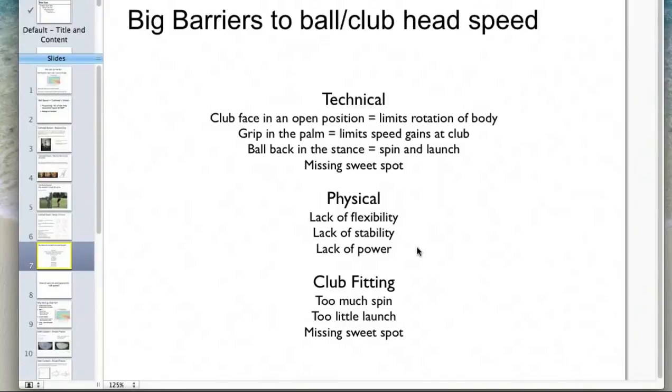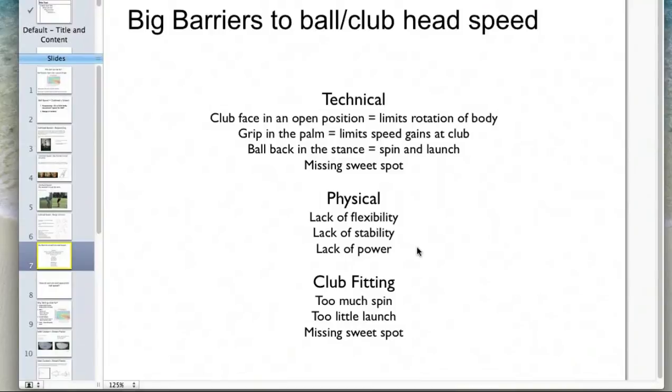So from a physical standpoint, there's lots of good stuff that we can do with the body. From a club fitting, we're going to take your club head speed, and then there's those two major components. Do you have too much spin? Do you have too little launch? And then that last one that's kind of a hybrid of club fitting and technical is, are you missing the sweet spot?